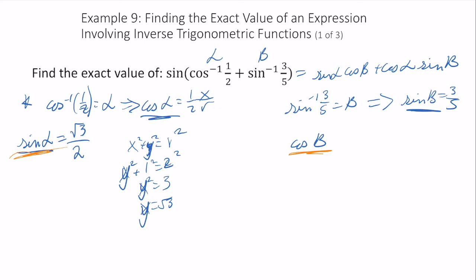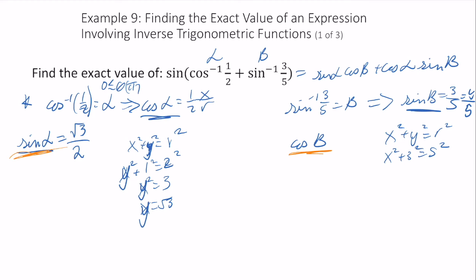And I need to think about what quadrant I'm in. Remember that arc cosine is between 0 and pi. So that means my y value is positive, so we're okay. So now I know sine of alpha. Next, I got to find cosine of beta. I know x squared plus y squared equals r squared. Here's my y. Here's my r. So I have x squared plus 3 squared equals 5 squared.